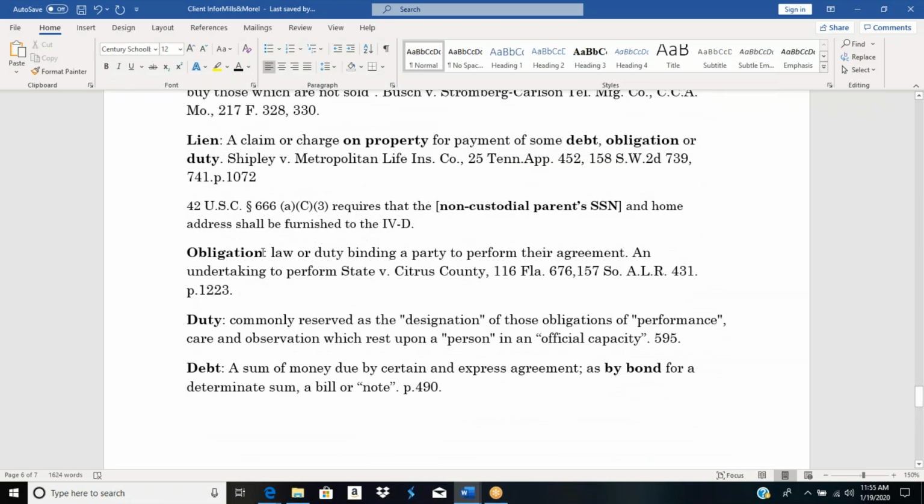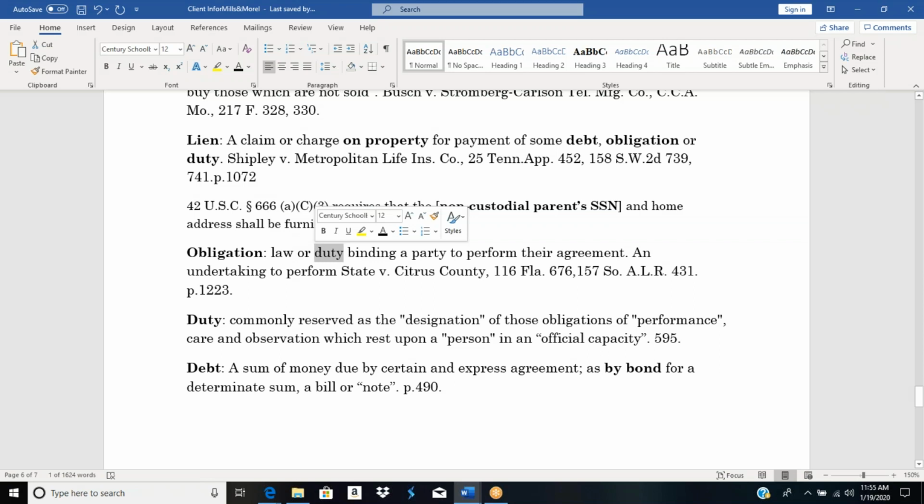And obligation, law or duty binding a party to perform their agreement. This is all contractual. Look, agreement, contract, perform, undertaking in a contract, undertake, contract. All right, look, a law, Title 4D is not law. That's a legislative rule of society.